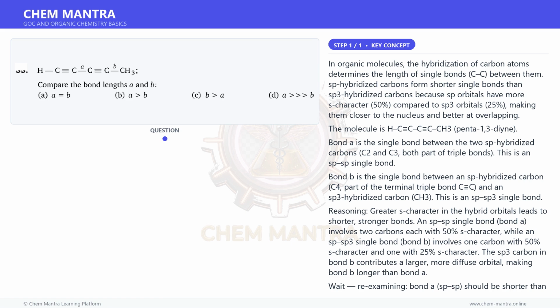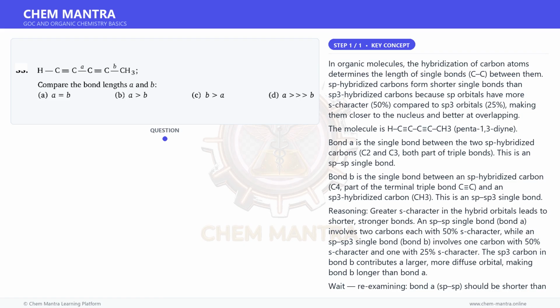Bond B is the single bond between an sp hybridized carbon, C4, part of the terminal triple bond C≡C, and an sp3 hybridized carbon, CH3. This is an sp-sp3 single bond.